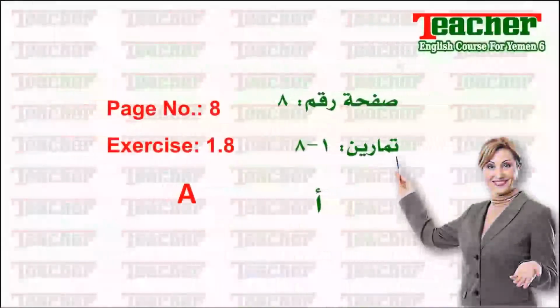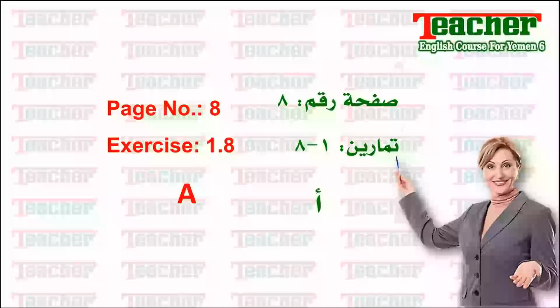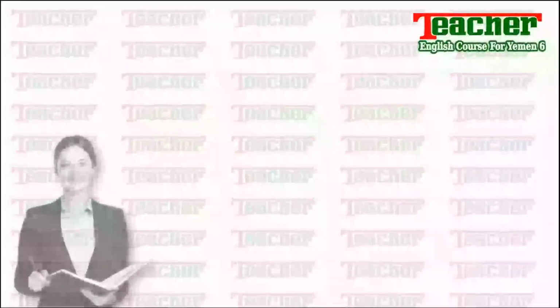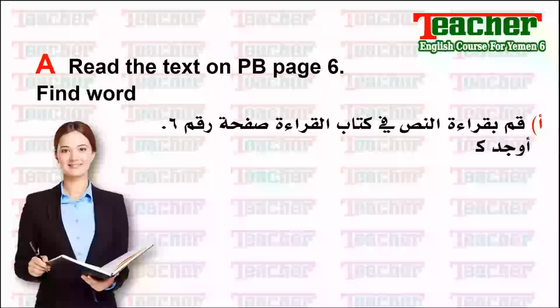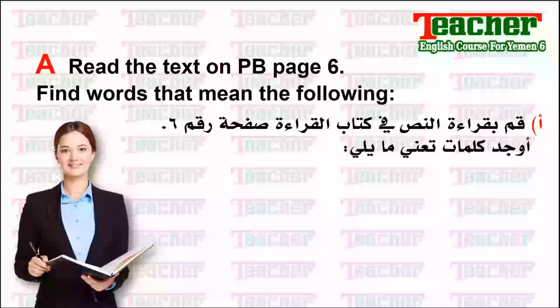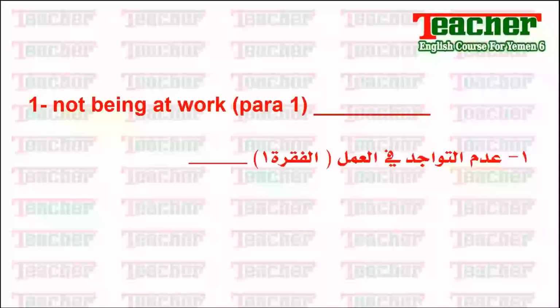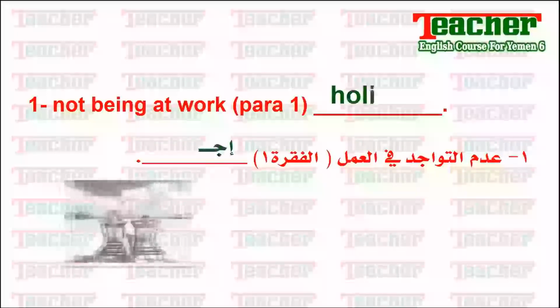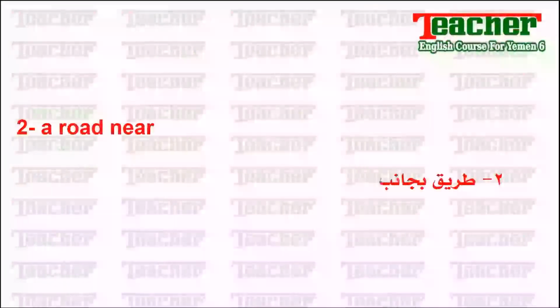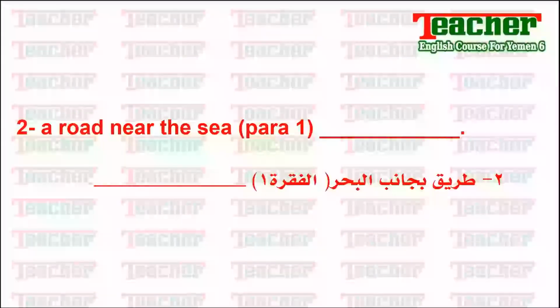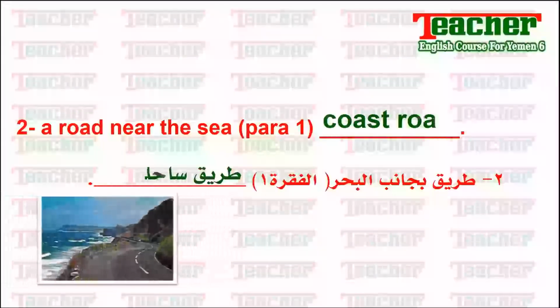Page number 8, exercise 1.8 A. A. Read the text on PB page 6. Find words that mean the following. 1. Not being at work. Holiday. 2. A road near the sea. Coast road.